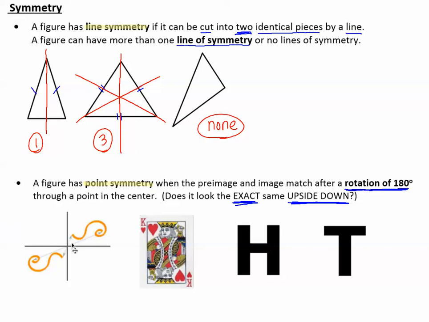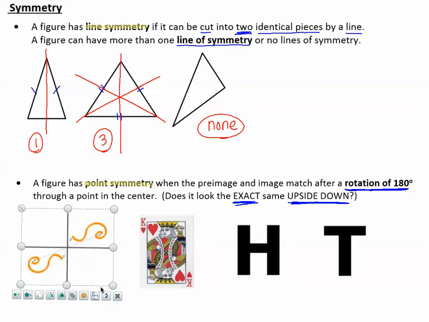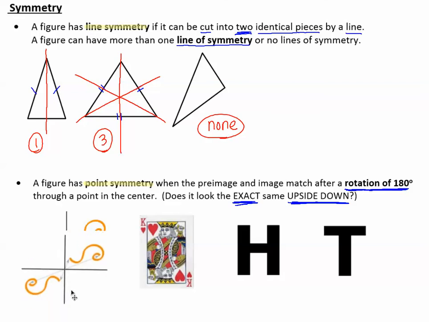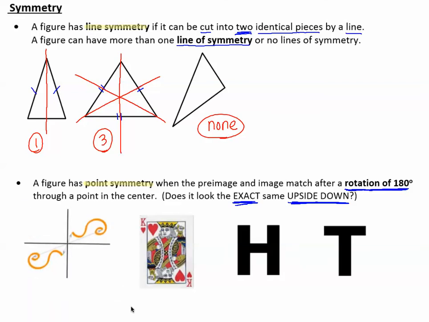So for the first figure, keep an eye on what the top part of the figure is. I'm going to rotate this figure first 90 degrees and then 180 degrees, and now it's completely upside down. Does it look the exact same as when it started? Well, let me move this over and you can see, yep, it does look exactly the same as when it started. So this figure does have point symmetry.